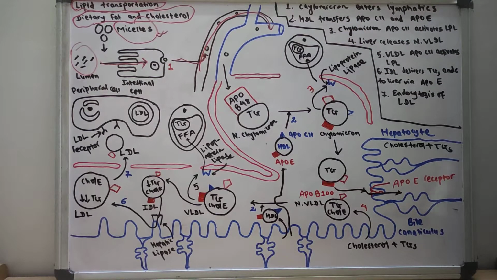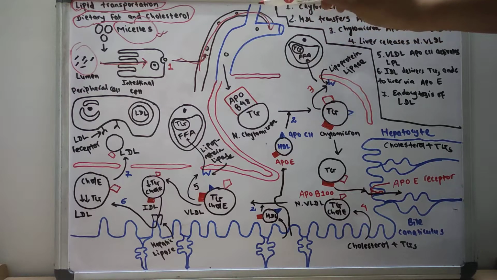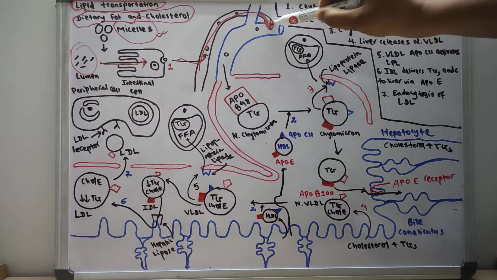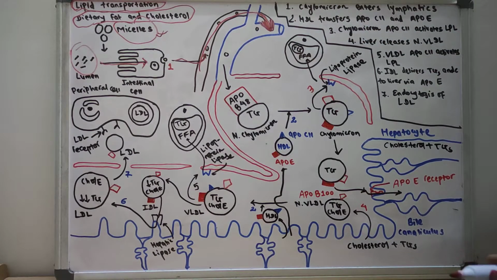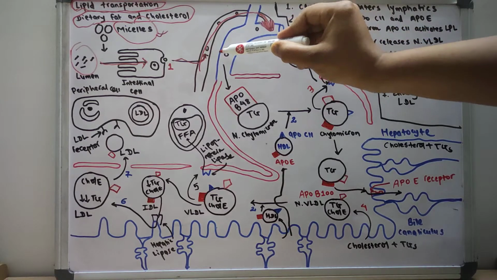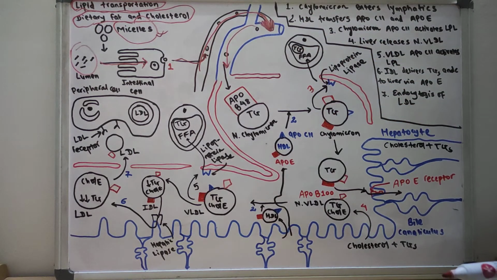So after entering the lymphatics, you know that the thoracic duct ends in the subclavian vein. So it will get circulated in the subclavian vein, and eventually from the subclavian vein it will go into the systemic circulation.